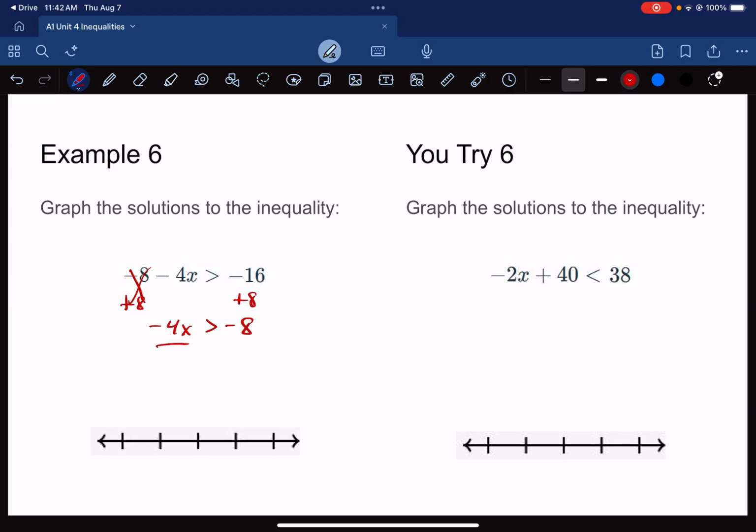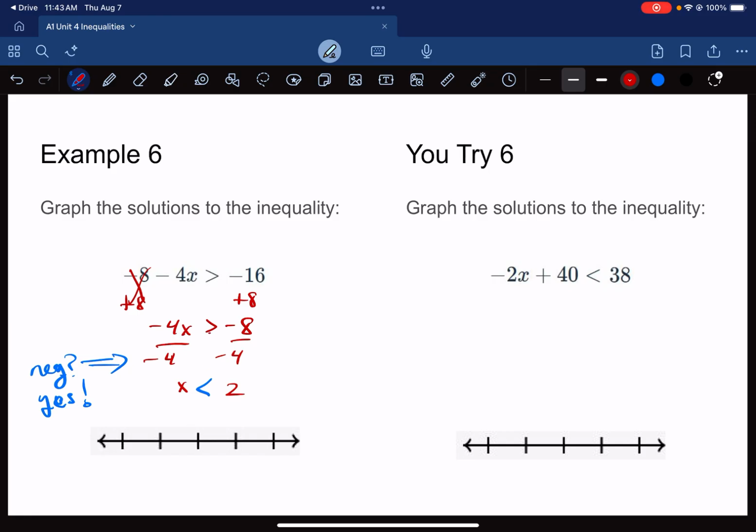Now I'm going to divide. And what am I dividing by? I'm dividing by negative 4. And I'm not going to put any symbol down yet because I'm going to check. Did I just divide by a negative? Yes. Is that negative? Yes. Switch your sign. It's going to go from greater than to less than.